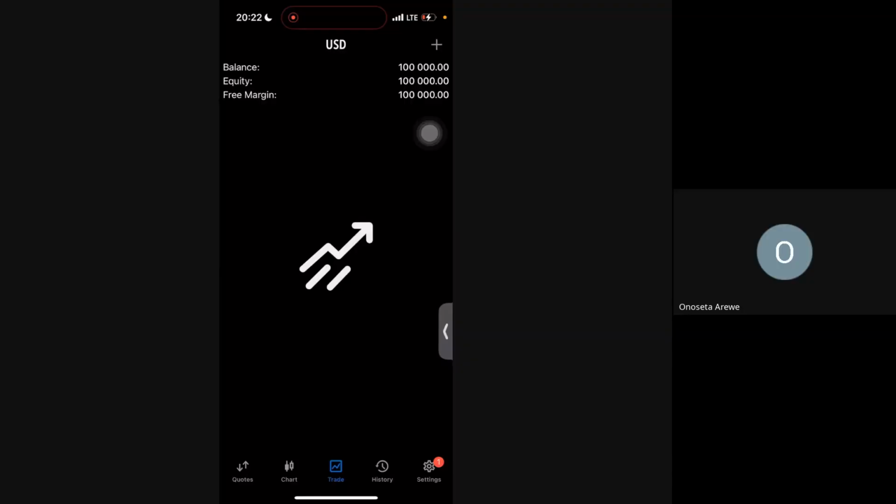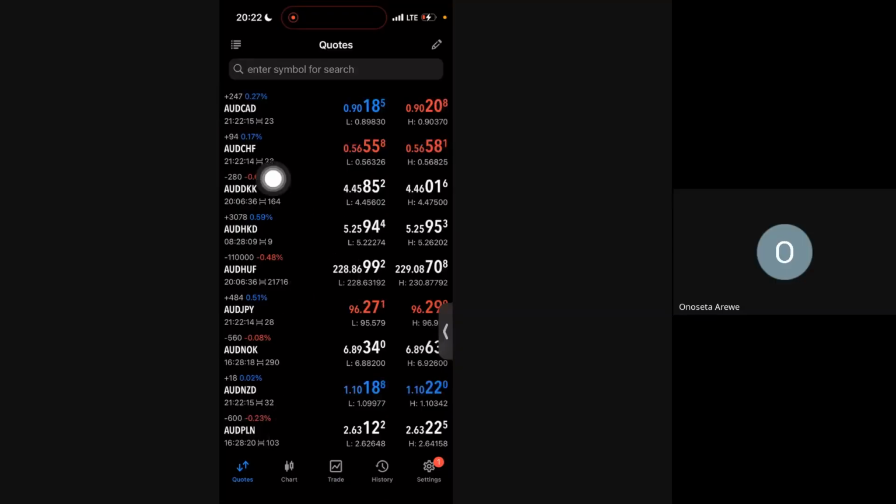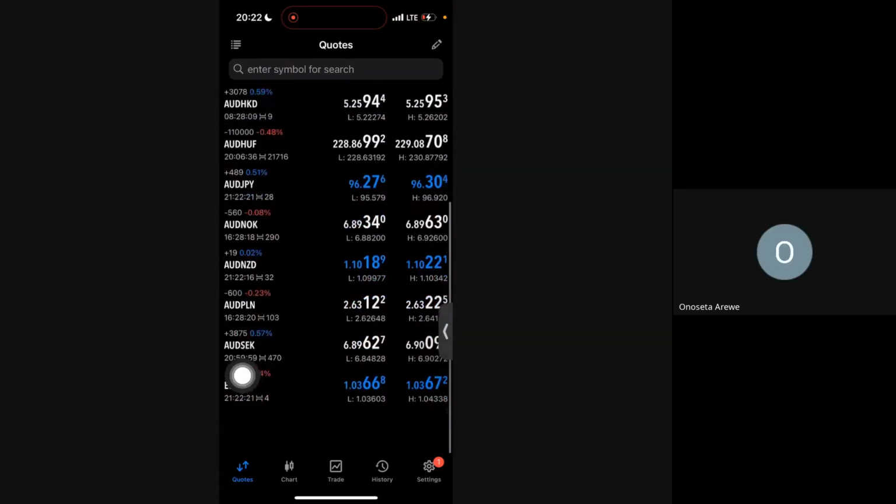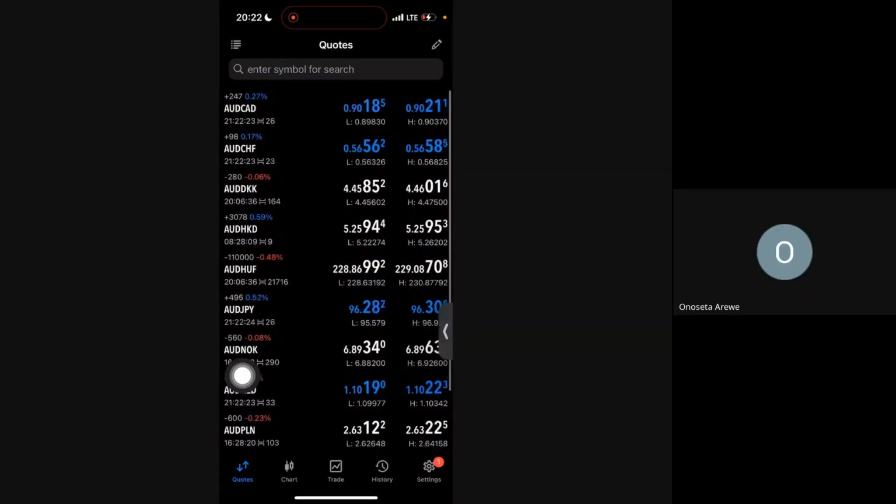If you want to add or remove pairs from your MT5, all you have to do is go under quotes. This is quotes, okay? By default, you may see some pairs you're not familiar with here. You can even scroll and you'll see a lot. So we want to edit it. We'll go to this area here, this pen button, and tap on whatever pairs you want to delete.